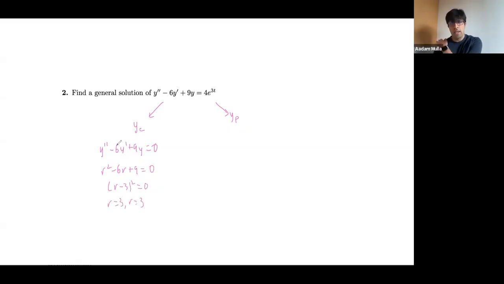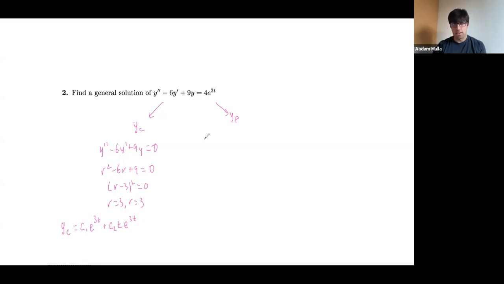Remember, repeated roots mean that our solution for yc is going to take the form c1 e to the r1 times t plus c2 times t e to the r1 times t. So make sure to add that t in there because the 3 and 3 are shared. One more thing I forgot to mention is that, oh, this is a perfect example of it.